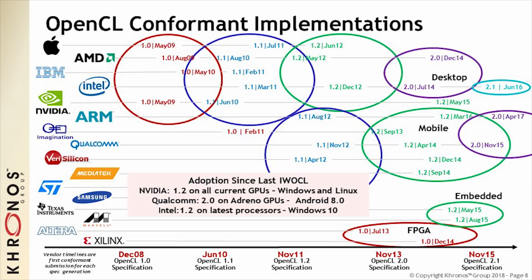This doesn't quite give the whole picture though. There's actually been a bunch of submissions into the adopters program since the last IWOCL. For example, NVIDIA, we've upgraded to 1.2 for all of the current GPUs that we ship, both on Windows and Linux. Qualcomm has been submitting more, the latest GPUs on Android 8. Intel has been upgrading their submissions on Windows 10 too. So things have been refreshed and upgraded, even if we're not hitting the new versions of OpenCL as they get rolled out.